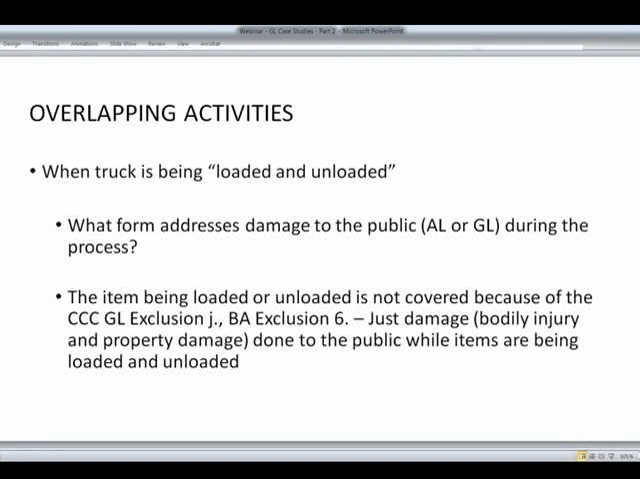When a truck is being loaded and unloaded, what form addresses damage to the public, automobile or general liability, during the process? Before it's moved, it's GL liability. After it takes it to the final destination, it's general liability. During the move, it's auto. If it's being unloaded by hand, hand truck, or an apparatus attached to the unit, it's still auto, but when the item is moved by something not attached to the auto, a forklift, front-end loader, or crane, then it's GL. The item being loaded and unloaded is not covered because of the care, custody, control exclusion.